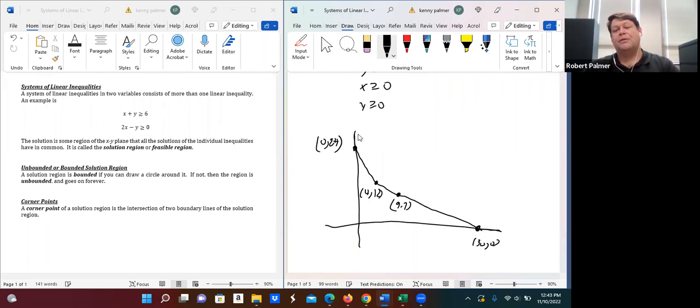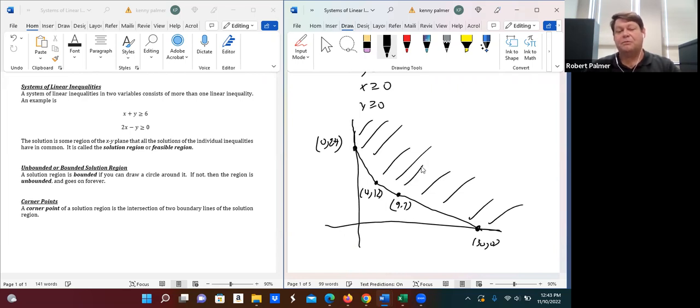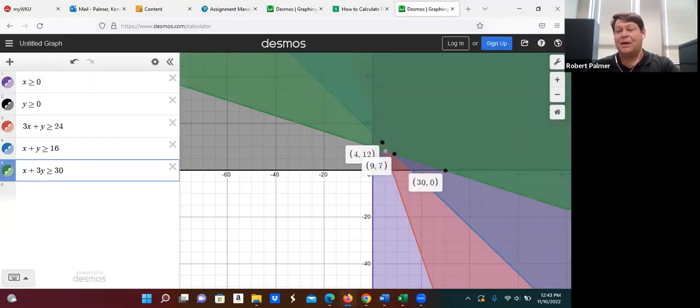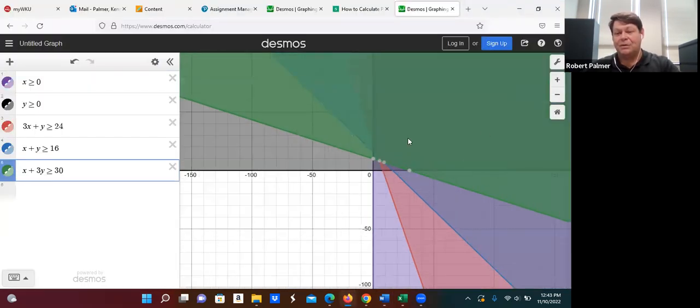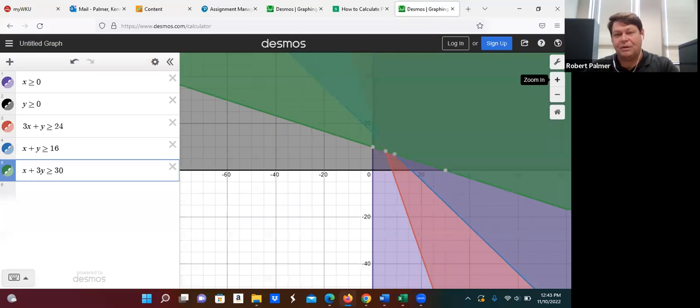Okay, but it turns out this then is our solution region. Now I didn't draw the other lines, but basically that's our solution region. So I have those 4 corner points. Now, if you look at the graph again, we can tell this once again is going to be a case where it's unbounded because we can never draw a circle that's big enough to cover everything. So that's an unbounded region.